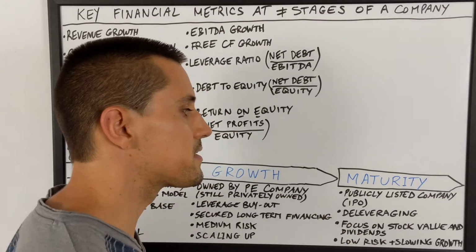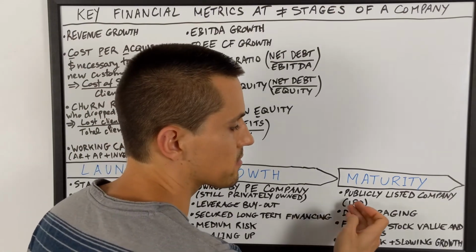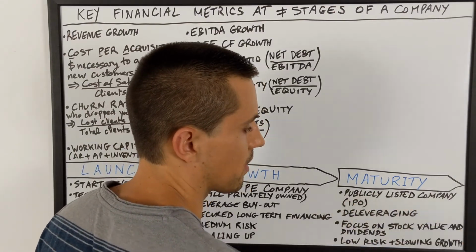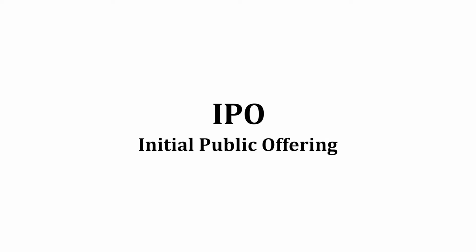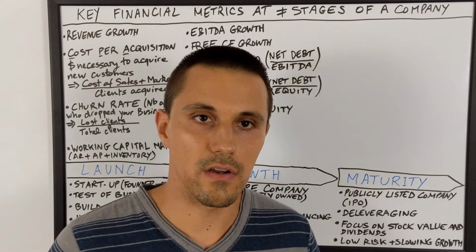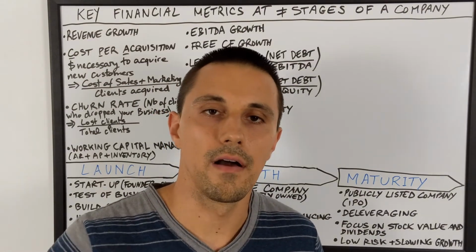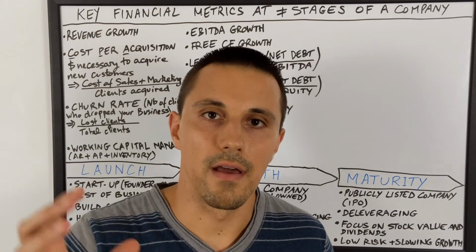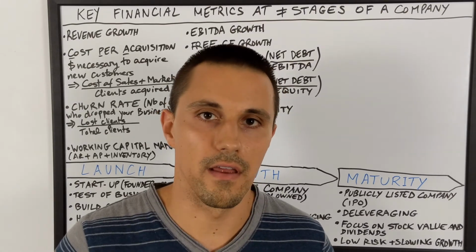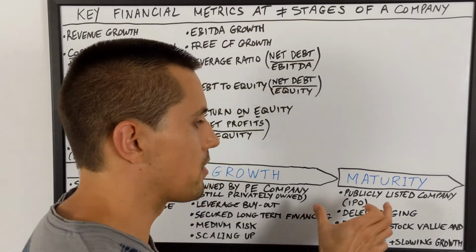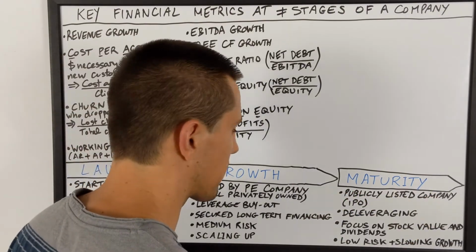So at the maturity phase, most companies decide to become publicly listed companies, which means that they went to an IPO, which is an initial public offering. In other terms, their stock, you can buy them, for example, at Wall Street, or on the Nasdaq, or in London, or in Hong Kong, for example. So why do companies do that?